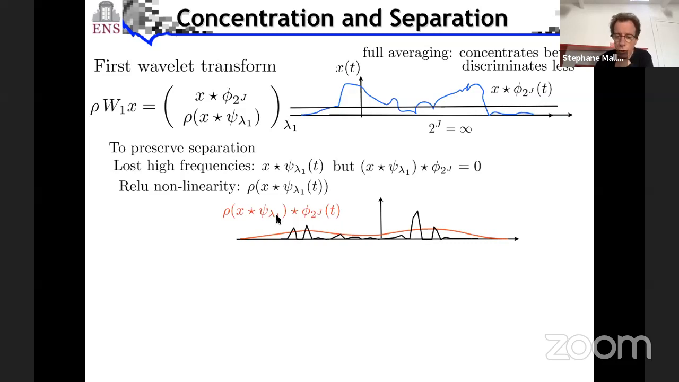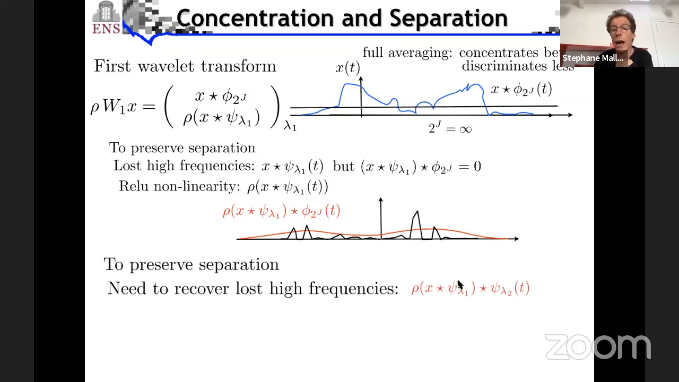But the wavelet transform is invertible, not if you average it. When you average, you lose information. So if you want to preserve separability, what you need to do is to again extract the high frequencies where you've applied your averaging. So you get your wavelet coefficients rectified, and now you reapply high frequency wavelets in order to recover the information that you've lost before.